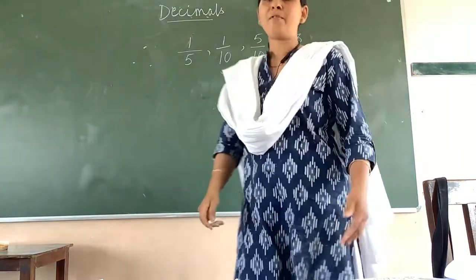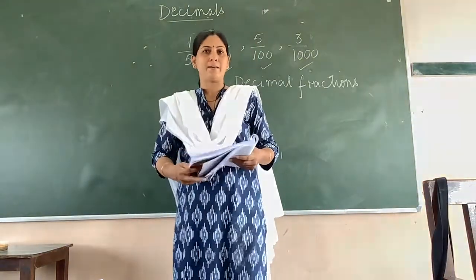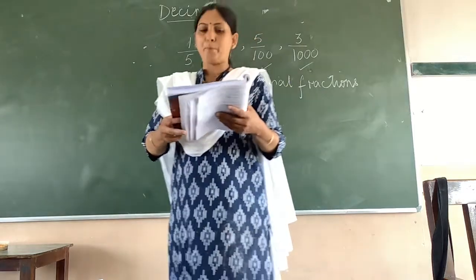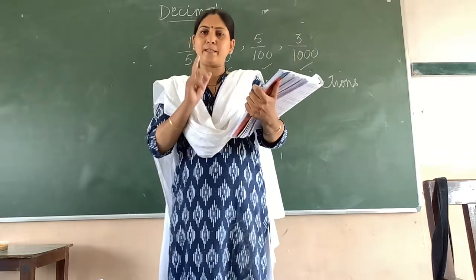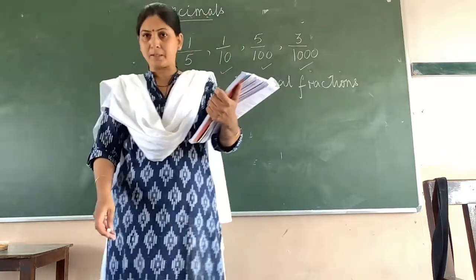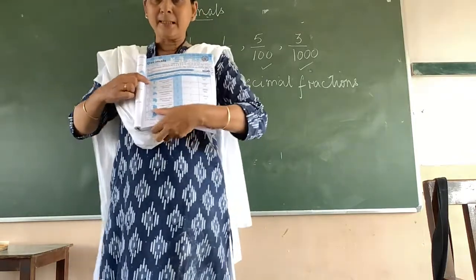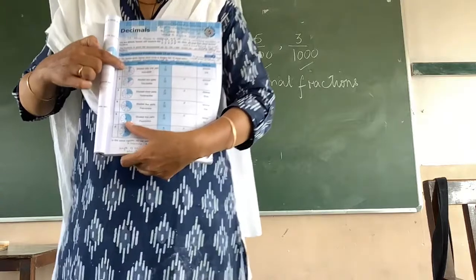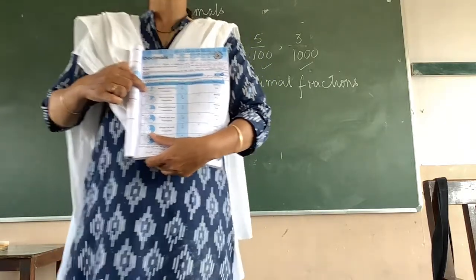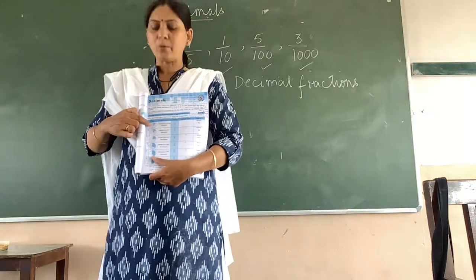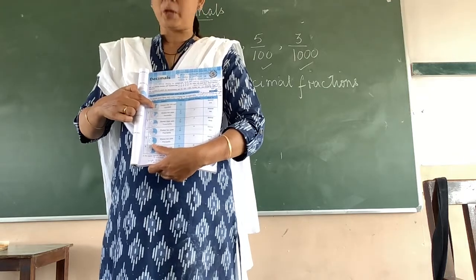Now see, everybody look in your book. Page number 77. The first figure that is made there is of a circle. This circle is divided into 10 equal parts, and out of 10 equal parts, see in the book, one part is shaded.